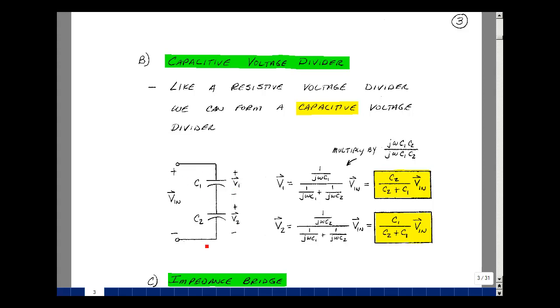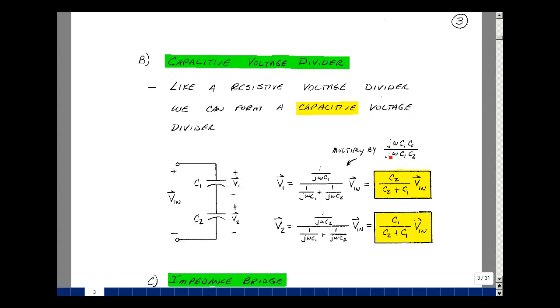Because they share the same current, we can use the voltage divider rule. So it's going to be the impedance of this element divided by the sum of the two impedances, times Vin, for the voltage V1. Likewise, the voltage V2 is going to be the impedance of C2 over the sum of the two impedances times Vin. Multiply numerator and denominator by j omega C1 C2 over j omega C1 C2, in other words, multiplying by 1.